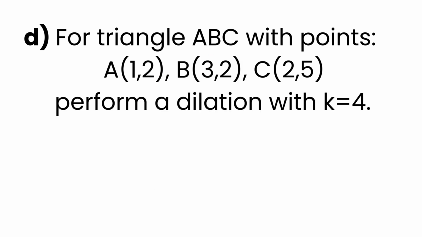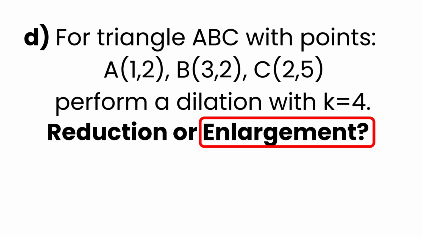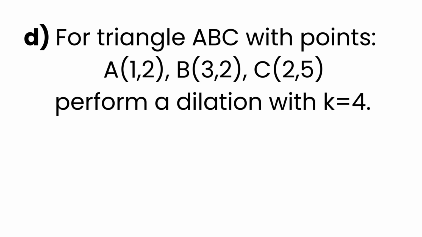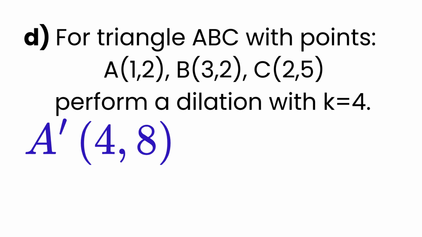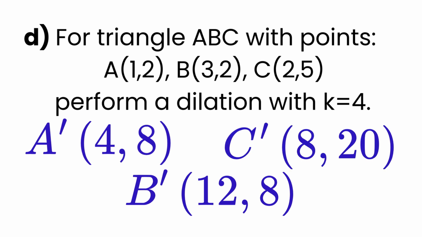Okay, I hope you tried. Now let's see what the answer is. Was this a reduction or an enlargement? What did you think? It is in fact an enlargement because 4 is greater than 1. Now what were our ordered pairs? Remember, for each ordered pair, we want to multiply both coordinates by 4. I get A prime is (4, 8), B prime is (12, 8), and C prime is (8, 20). Were you correct? If not, go back and check your work.